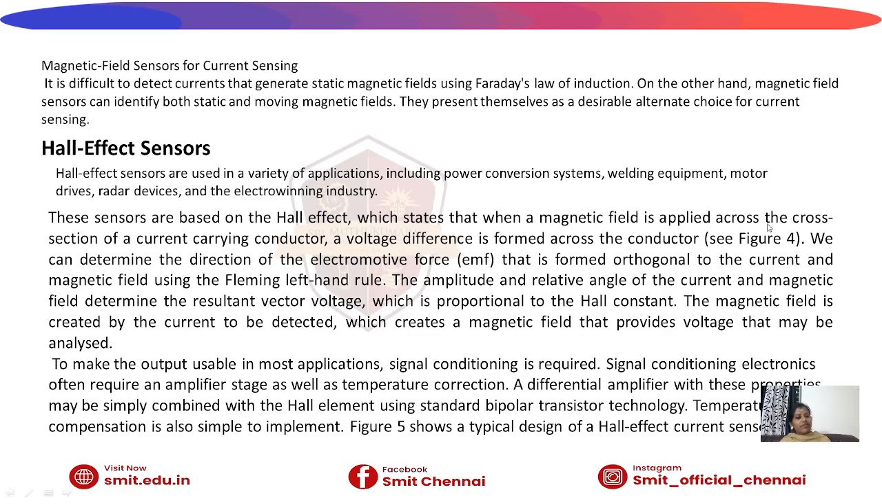Next one is the magnetic field sensor for current sensing. It is very difficult to detect a current and generate a static magnetic field using Faraday's law of induction. On the other hand, a magnetic field sensor can identify both static and moving magnetic fields. So they present themselves as a desirable alternative choice for current sensing.